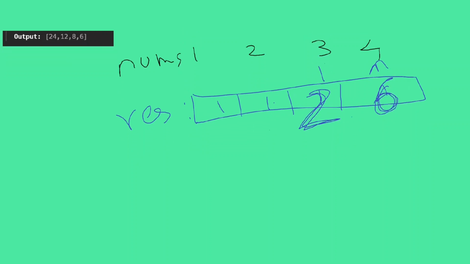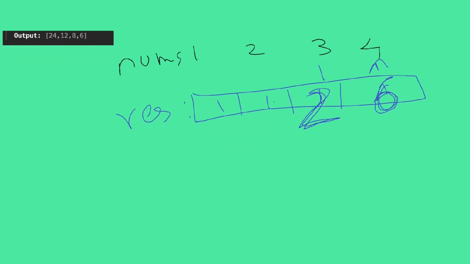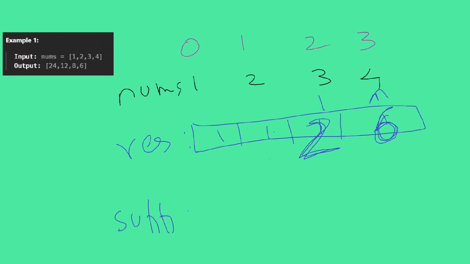How will we calculate the suffix now? We'll store the suffix in a variable, and the suffix will be basically multiplied with nums. So now what we'll do is we'll loop again, but in reverse order. We'll go through the nums array list in reverse order. So we are at 4 now.